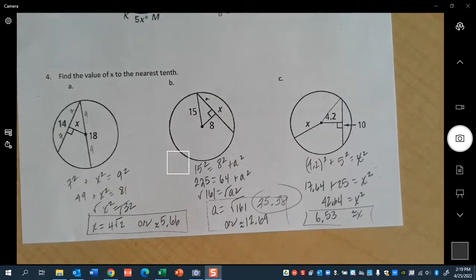This one's kind of funky because yes, I have a diameter and yes, I have a perpendicular, but you all know that you have a triangle because all you see is this X. So this radius is the same measure all the way around. So this 4.2 is the same as X. So I draw the radius. And I know that this 10 splits into 5 and 5 because it's bisected. So now I have Pythagoras.